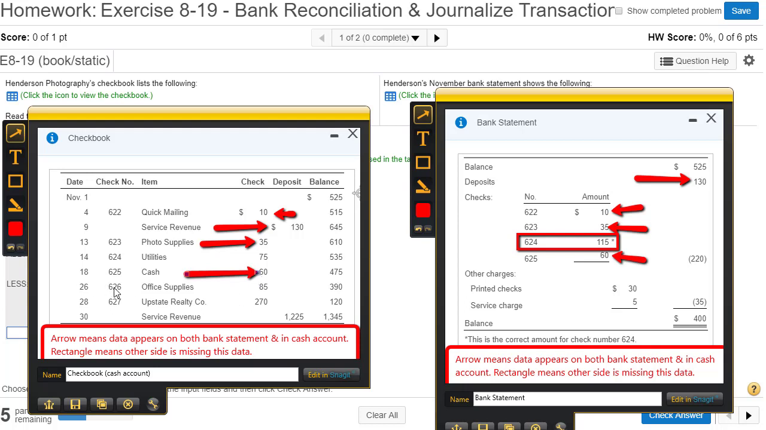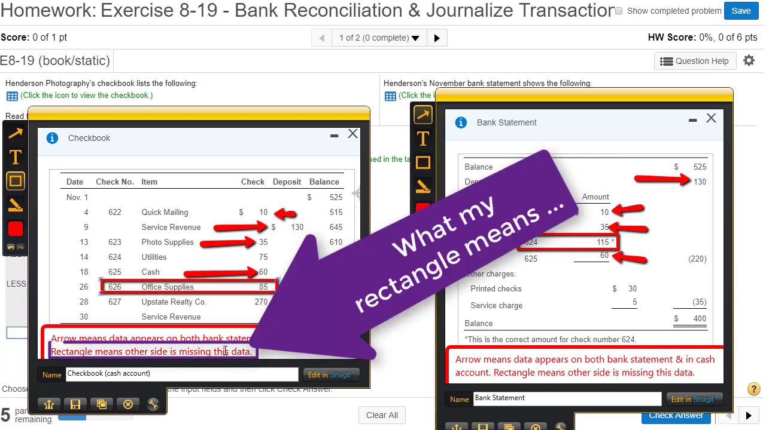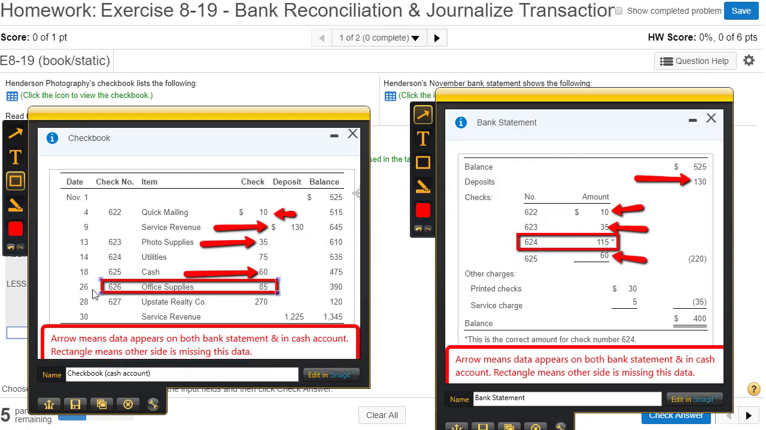Then we got check 626 for $85. Do we have check 626? No, we don't. So we're going to put a rectangle around this. Remember, the rectangle means the other side is missing this data. So what has happened is towards the end of the month, on November 26th, we wrote a check number 626 for $85. And whoever we wrote it to did not cash it in time for it to appear on here. So that's why it's missing from the bank statement.